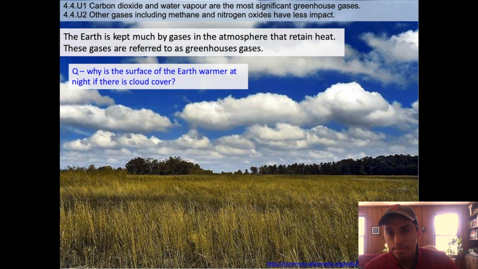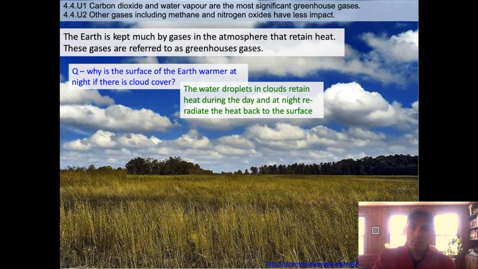So, question. Why is the surface of the Earth warmer at night if there is cloud cover? You may have noticed that nights with cloud cover tend to be warmer. Those really cold nights in the winter tend to be very clear nights. The reason for that is that water is a greenhouse gas. The water droplets in the clouds retain the heat and re-radiate it back to the surface, so they rebound heat back towards the Earth's surface.